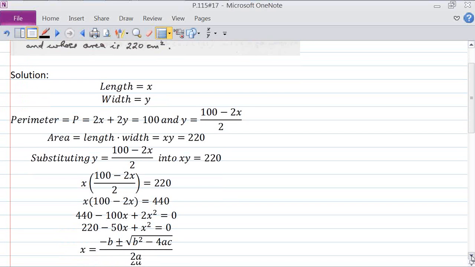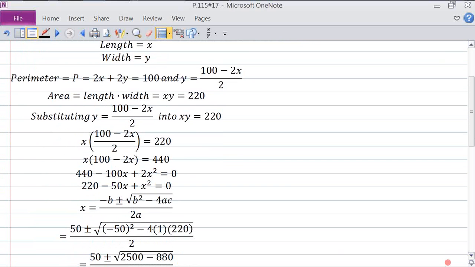So now what I'm going to do is multiply through by 2, and if I multiply through by 2, I get x times 100 minus 2x right here. Multiply this by 2, I get 440. So I'm just removing the 2 here. I multiply this by 2, and I multiply this by 2. And that gets rid of the fraction on the denominator.